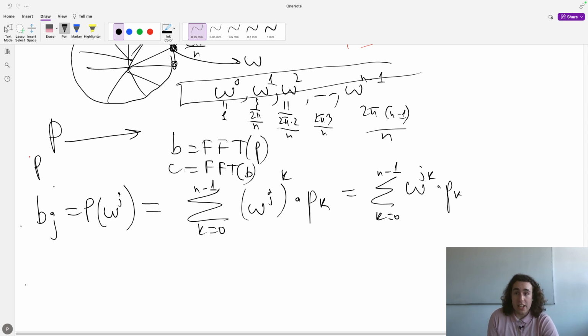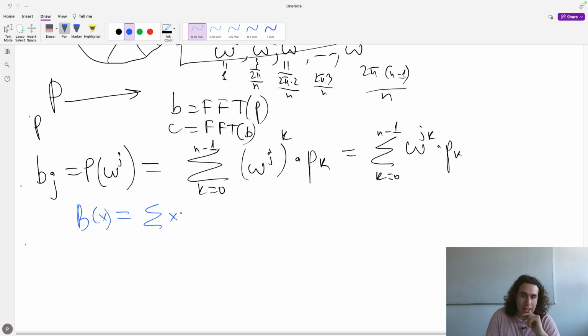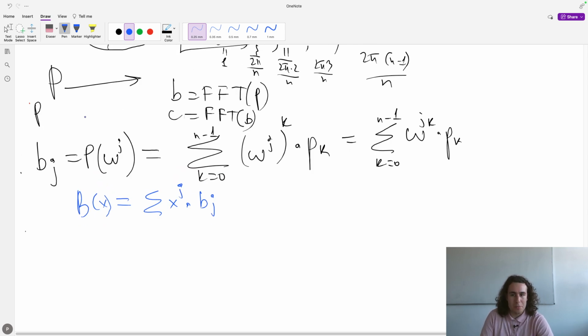And we have all these values bj, and now we need to consider the polynomial b, right? b of x, which is the sum of x to the j times bj. I'm trying to choose the right indices so that it's not confusing. We have this polynomial, which is weird, right? Because its coefficients are values of a different polynomial in some points. And now we want to, again, evaluate this polynomial in these points.